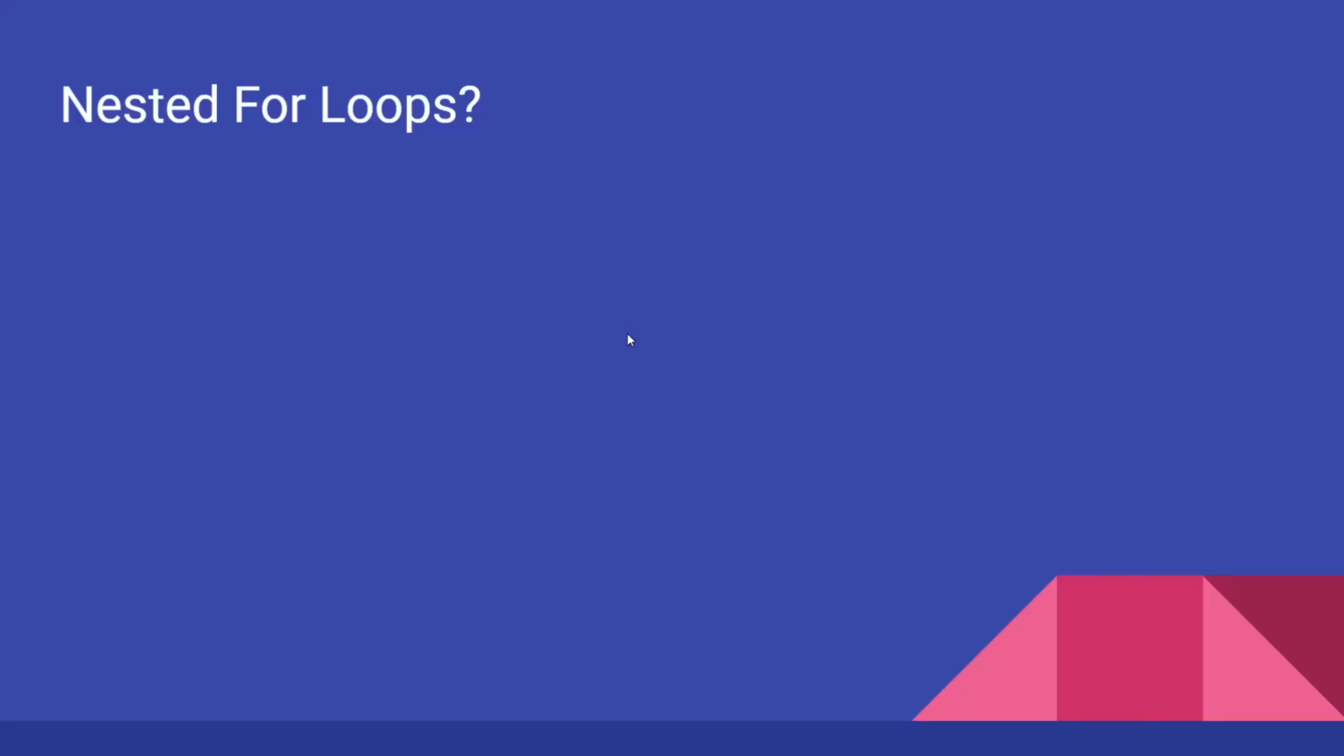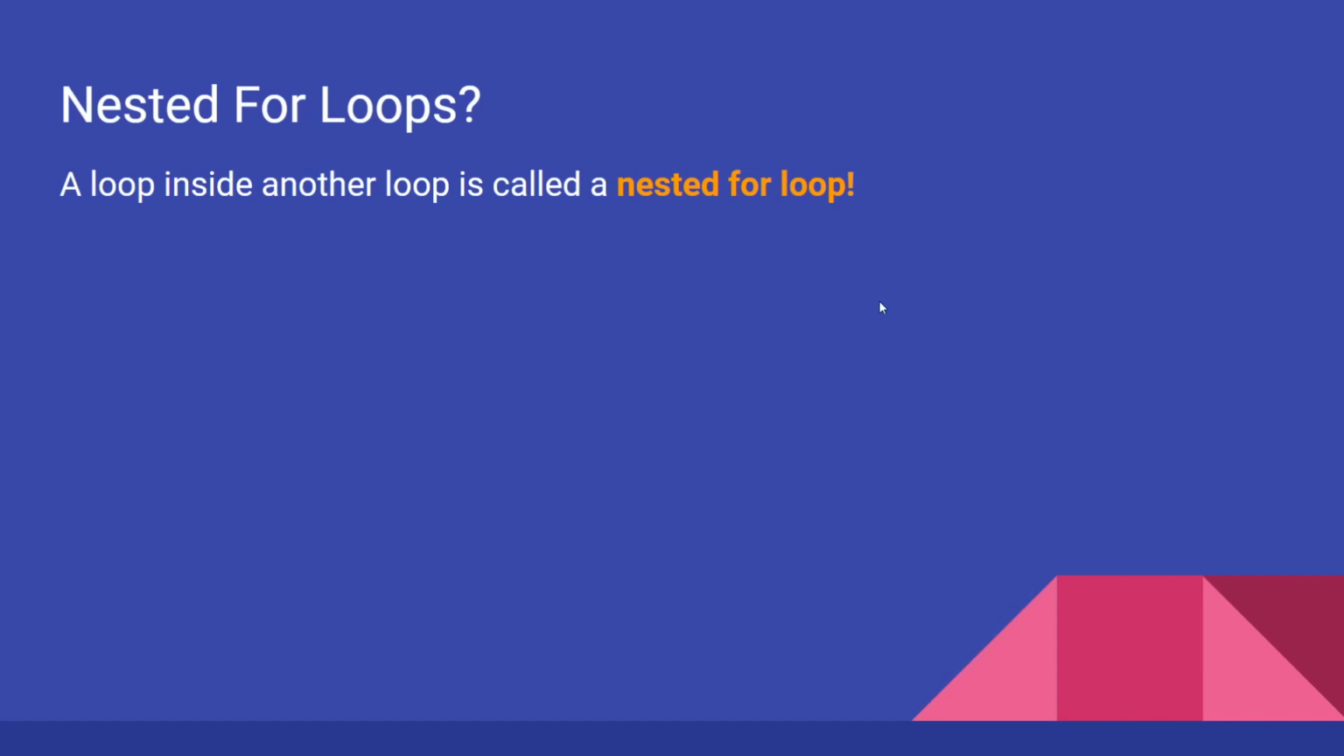So nested for loops, right? What are they? Well, it's pretty simple. They are just for loops inside of another for loop. While this is a simple explanation, it can get easy to get confused when looking at a nested for loop.